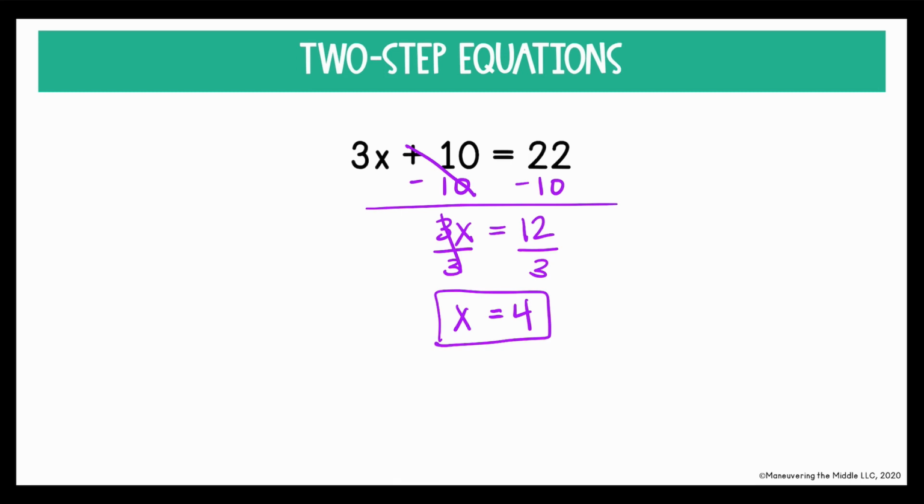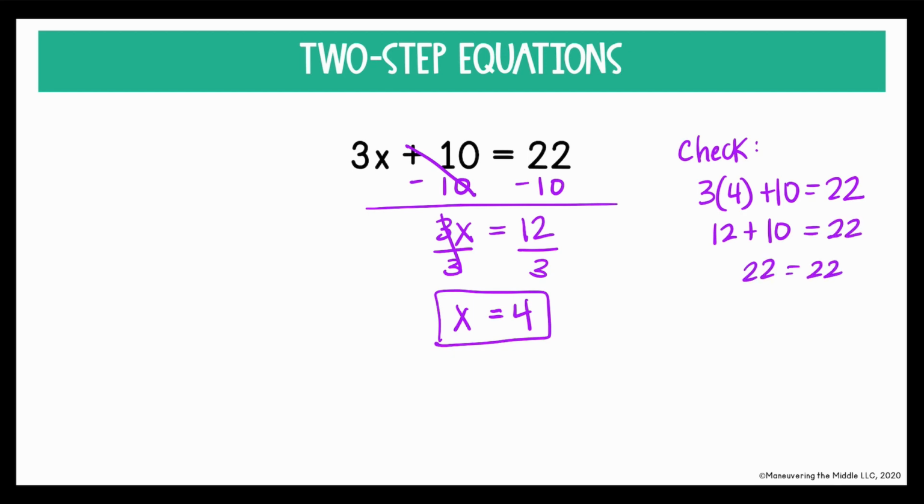Now, you can always check your answer in an equation by substituting it back in for the variable in the original equation. So if we think that x equals 4, let's plug it back in and make sure. So I'm rewriting the equation, but in place of x, I'm putting 4. So as I simplify, I get 12 plus 10 on the left. If I add these together, I see that it does, in fact, make the equation true. So we know that our solution is correct.